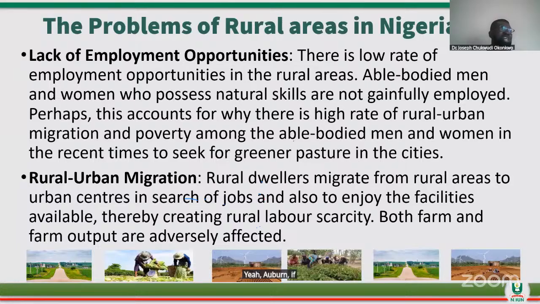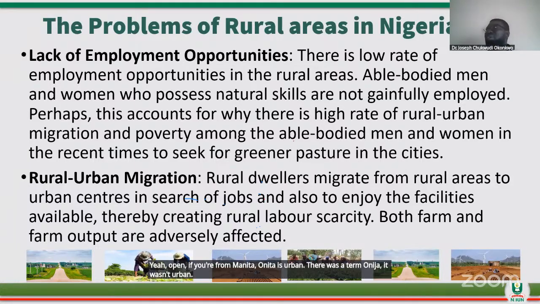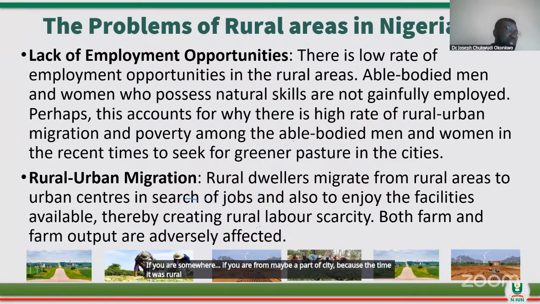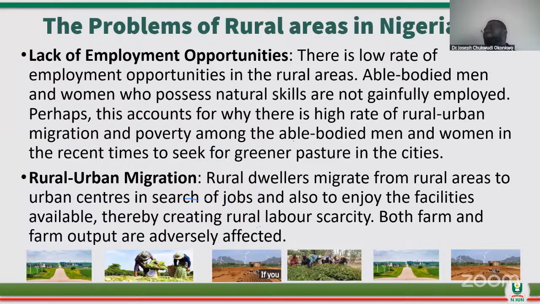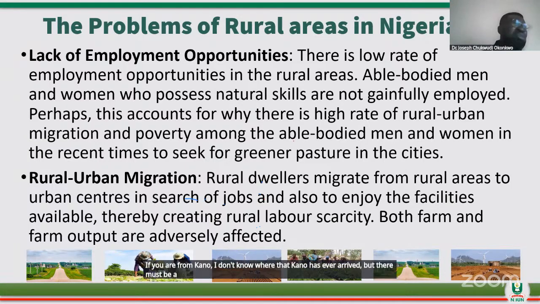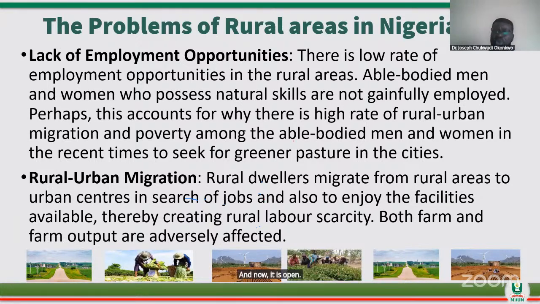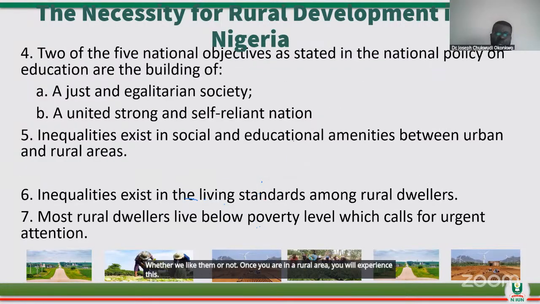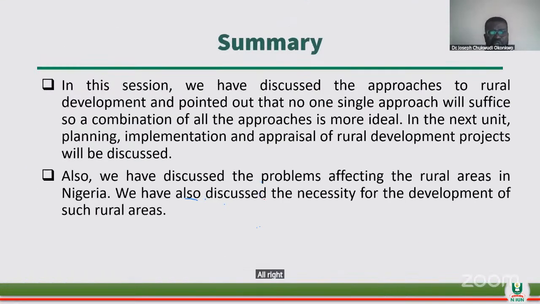Like some people's communities now, they are urban. If you are from Onitsha, Onitsha is urban. There was a time Onitsha wasn't urban. If you are from maybe Ibadan City, there was a time it was rural, now it is urban. If you are from Kano, I don't know whether Kano was ever rural, but there must be a time it was rural. And now it is urban. So some of these problems will exist, whether we like them or not. Once you are in a rural area, you will experience this. All right, that's about it today.